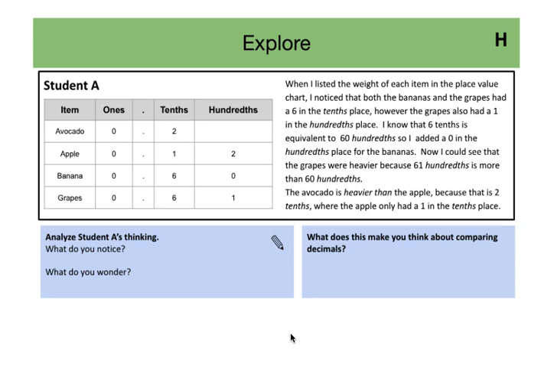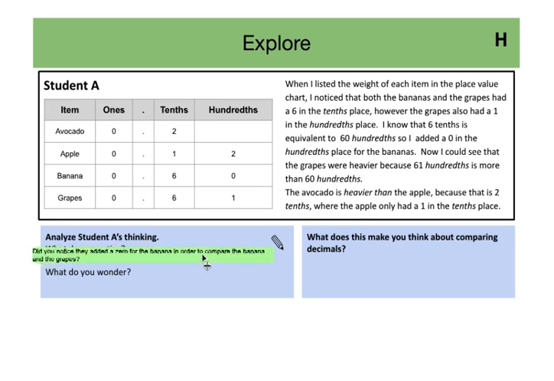The avocado is heavier than the apple because it has a 2 in the tenths, 2/10, where the apple only had 1 in the tenths place. So they want you to go ahead and analyze student A's thinking. What do you notice? What do you wonder? And what does this make you think about comparing decimals? So go ahead and answer those questions. When you're ready, you can go ahead and unpause.